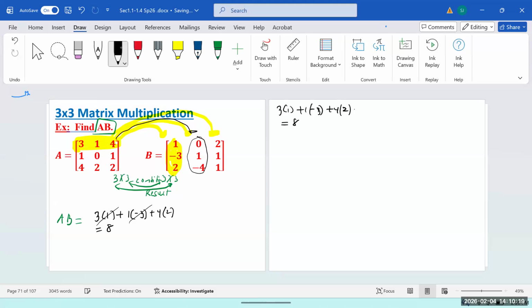It would be 3 times 0, so 0. 1 times 1, so 1. And it would be 4 times -4, so -16. So we have -16 plus 1, -15. And then the third column.